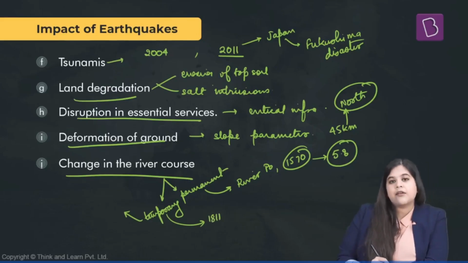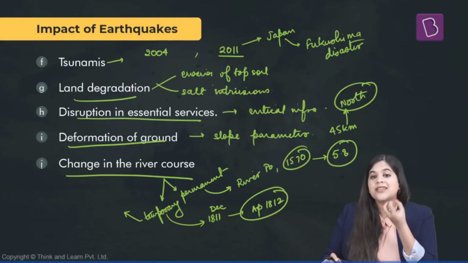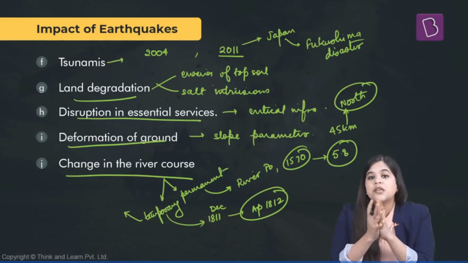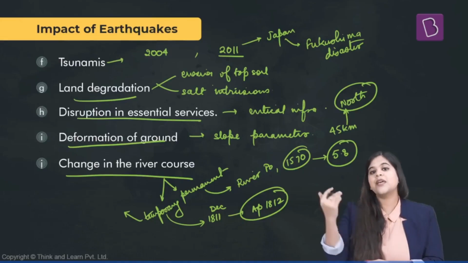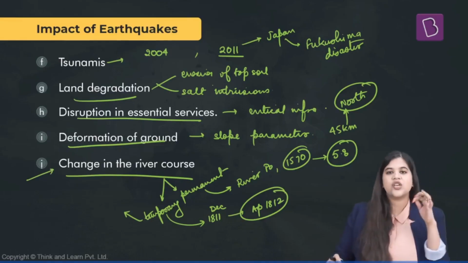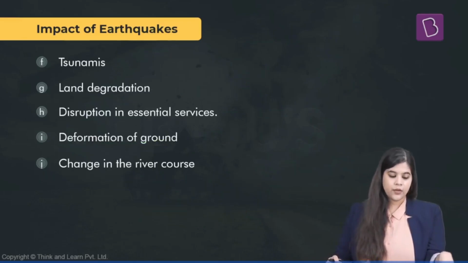In 1811, an earthquake came in America, and between December 1811 and April 1812, the Mississippi River started flowing backwards because, due to the earthquake, a large depression was formed in that area and the slope characteristic of the land changed. So the Mississippi started flowing in the backward manner. So there can also be a change in the river course, be it permanent or temporary, due to earthquakes.